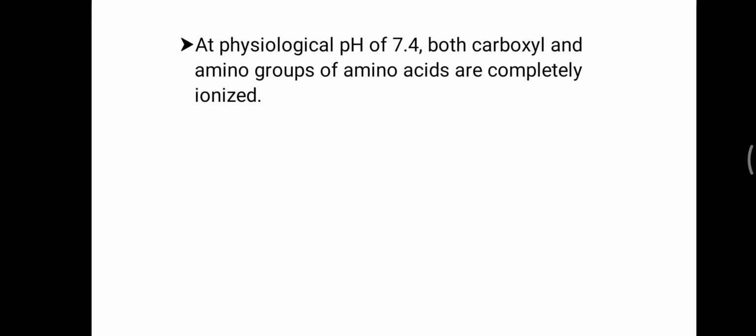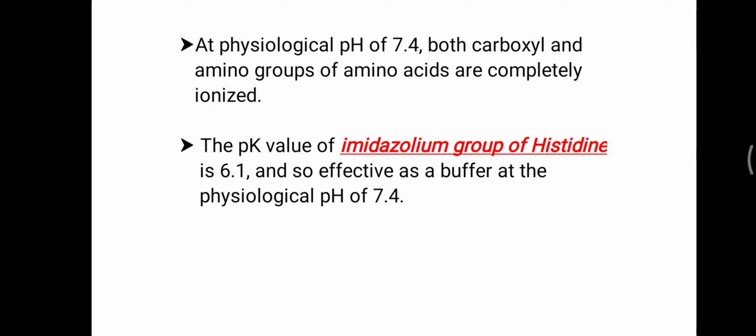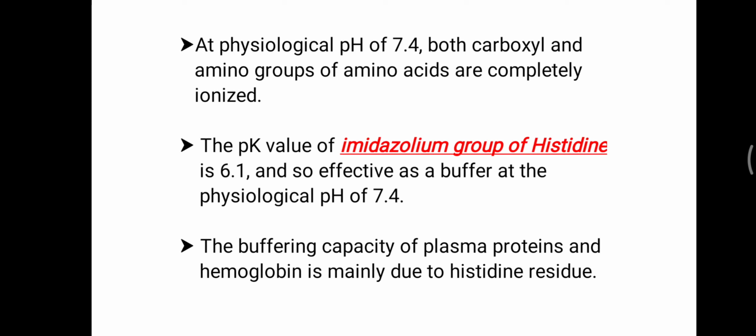At the physiological pH of 7.4, both the carboxylic and amino groups of an amino acid are completely ionized, but the pK value of the imidazolium group of histidine is 6.1, and it is effective as a buffer at the physiological pH of 7.4. The buffering capacity of our blood is due to plasma protein, and mostly hemoglobin present in RBC. Plasma protein mostly contains albumin, and albumin and hemoglobin show maximum buffering capacity due to the histidine residues in their structure.